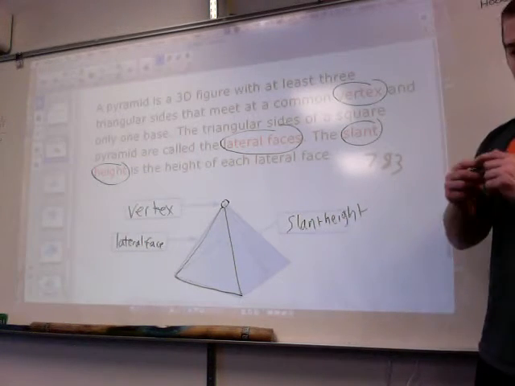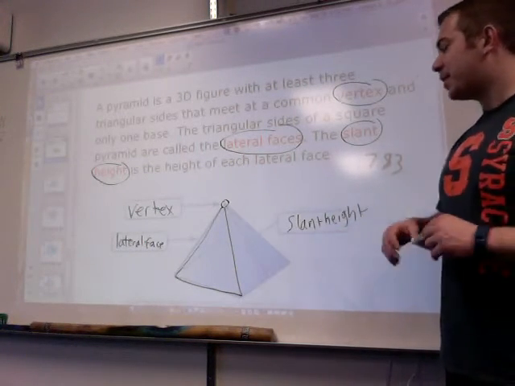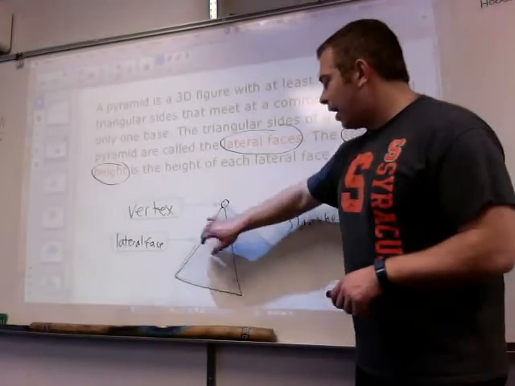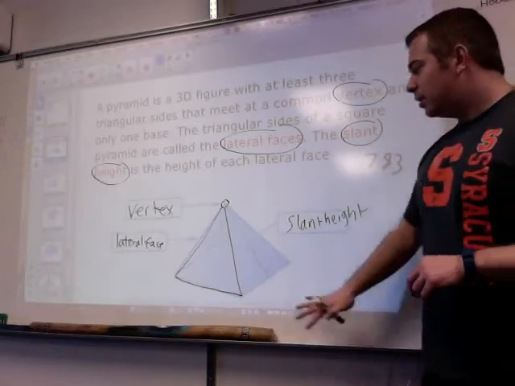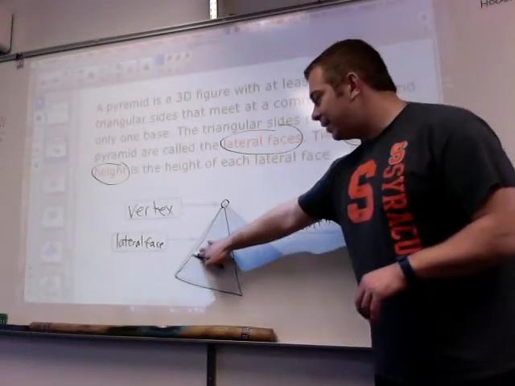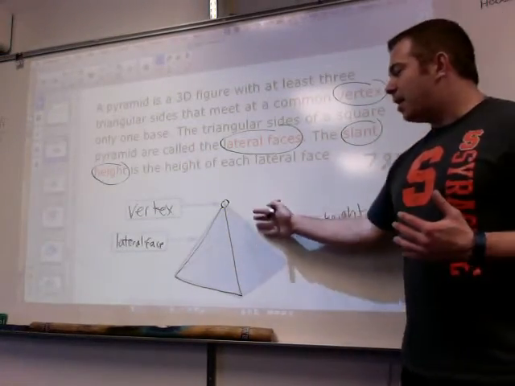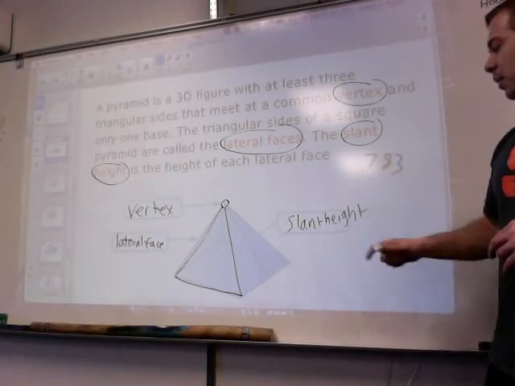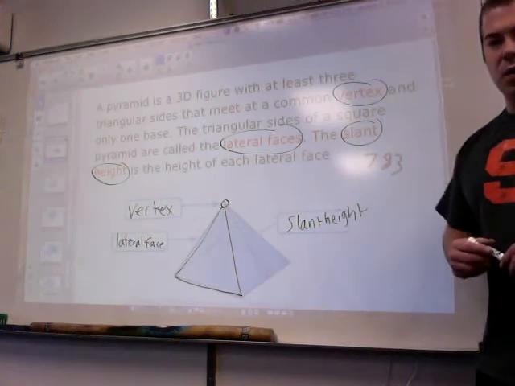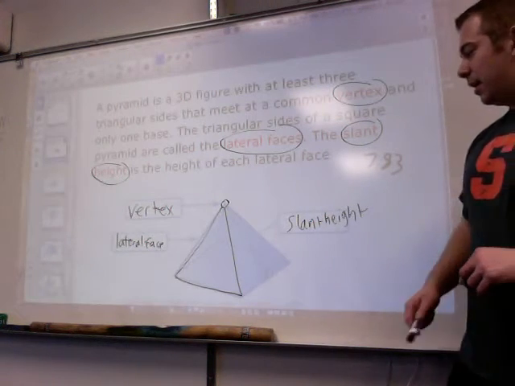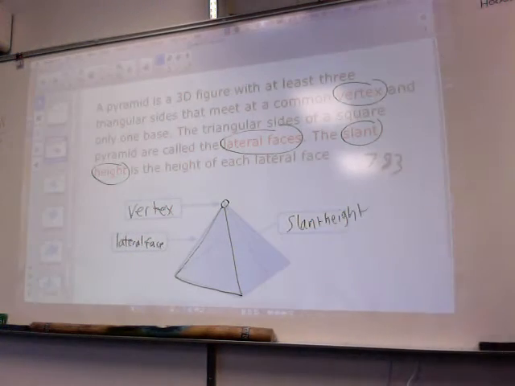So to get the surface area of a pyramid, we're going to have to do, now these are all triangles, so we're going to have to do base times height divided by 2 to get the lateral face area, and then how many triangles we have total. And the slant height gives us the height of each side. They're going to be the same. All right, so let's get moving here.